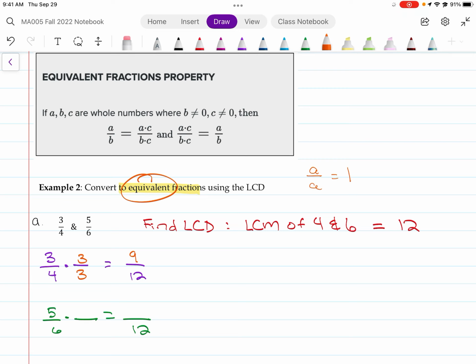All right, what about the next one? What do I need to multiply 6 by to get 12? And that is going to be 2. So that means I have to do 2 on top as well. 5 times 2 is 10. So now I have these two equivalent fractions that have become 9/12 and 10/12. Okay, so now we'll be able to add them, subtract them. It's called combining. Okay, so we can combine those now because they have the same denominator.